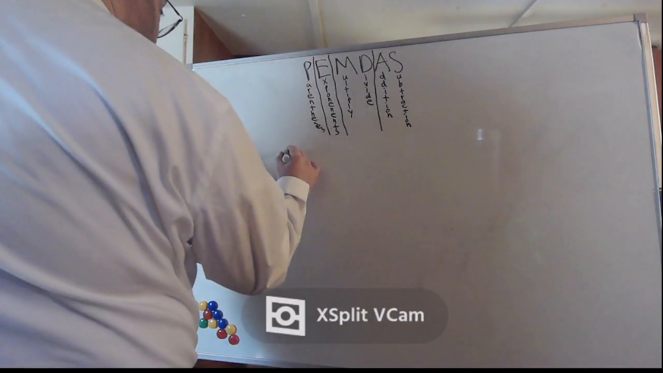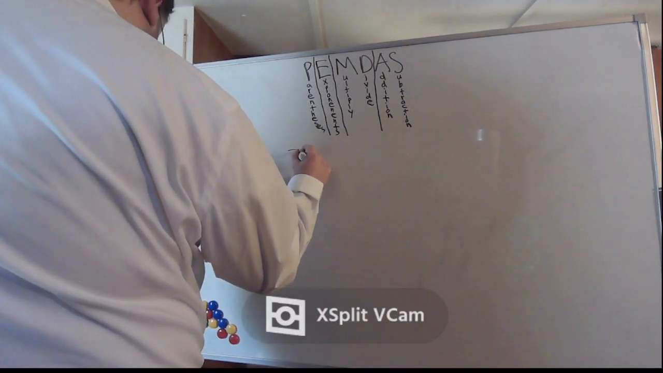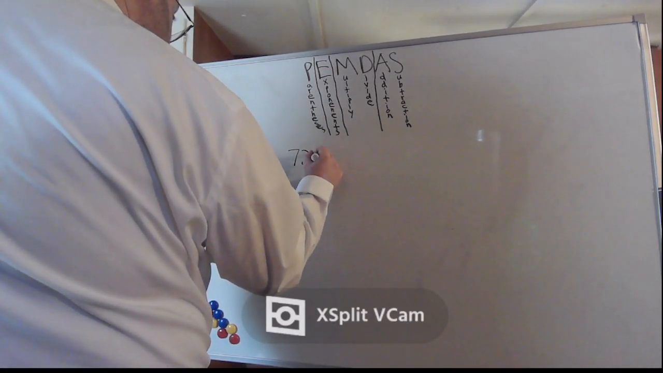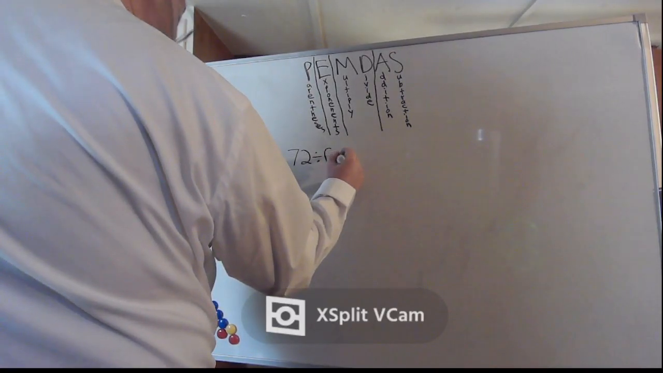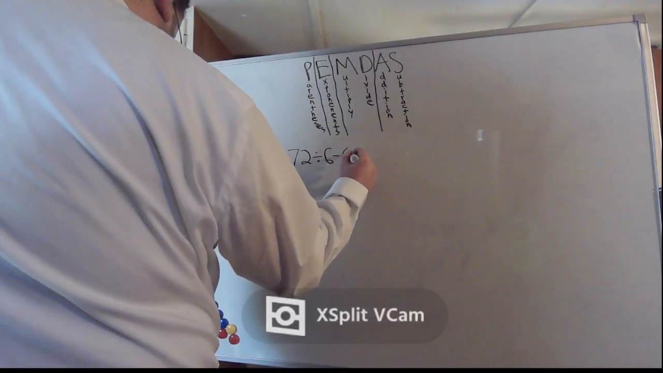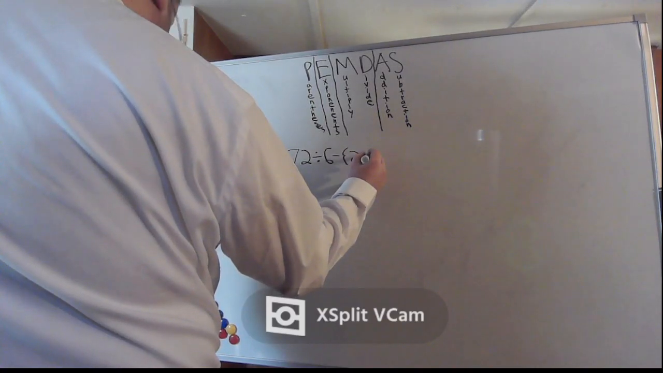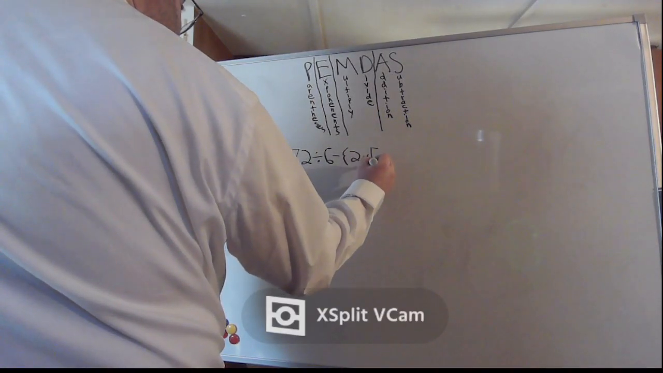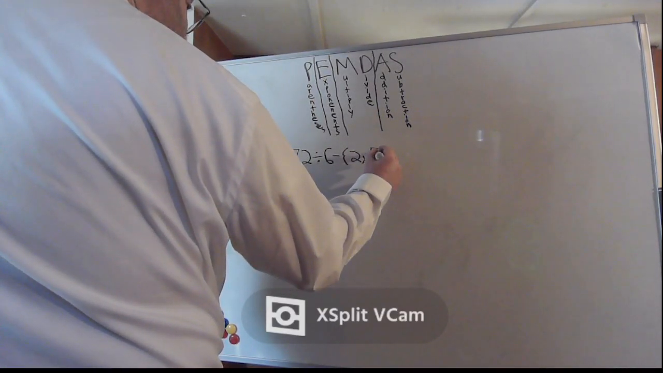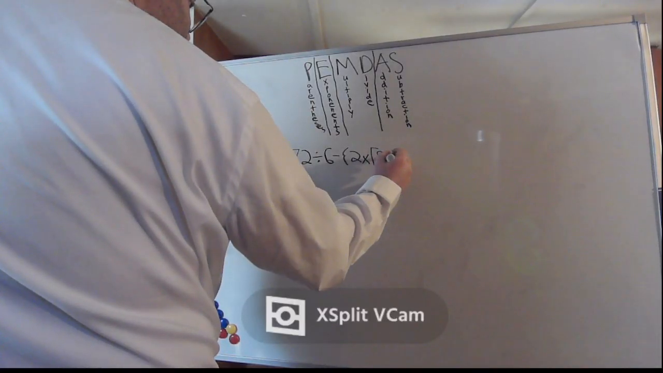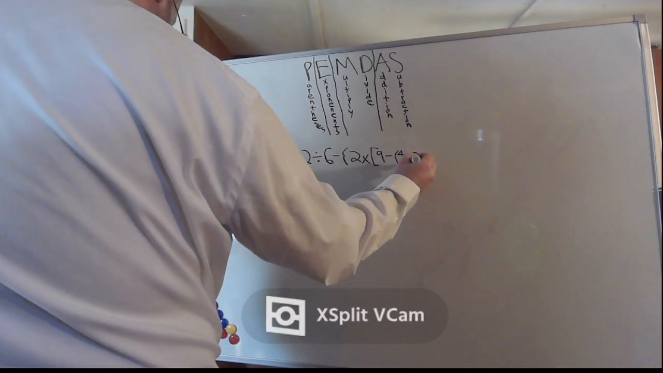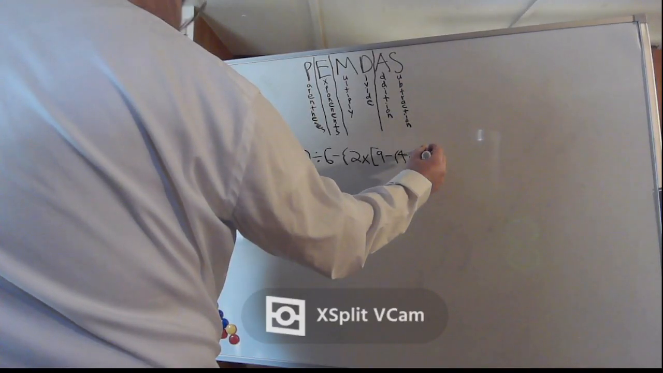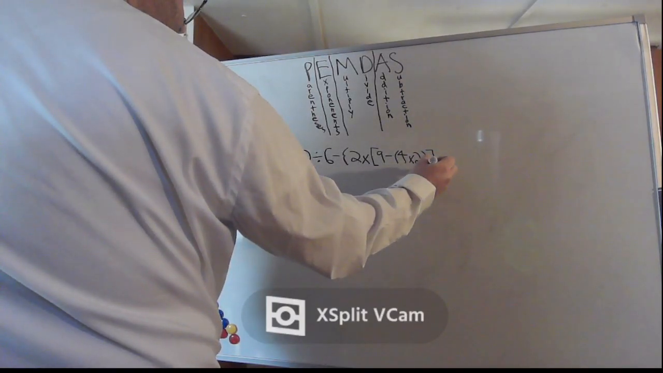I'll do one more with you to show you again. So we have 72 divided by 6 minus a set of brackets here. Inside the brackets we have 2 times, in more nested brackets, the quantity of 9 minus, in parentheses, 4 times 2. And then that closes out all the brackets.